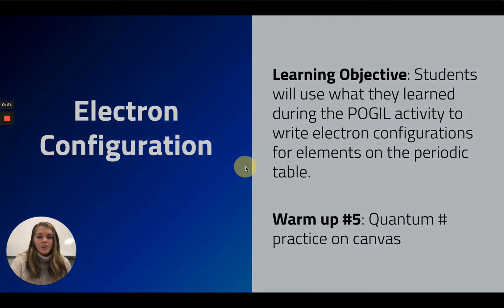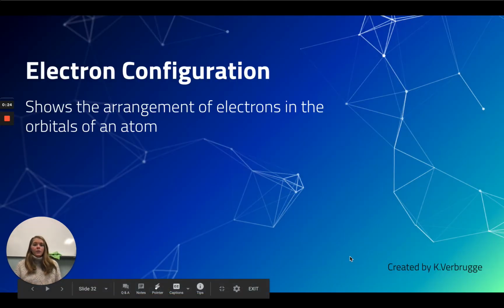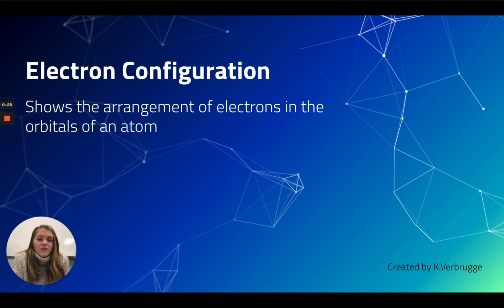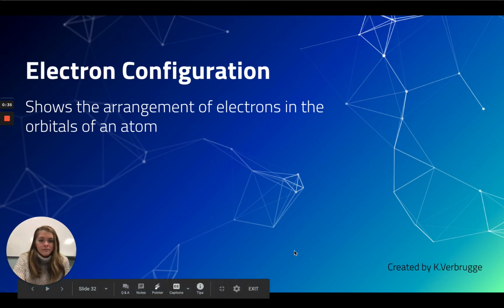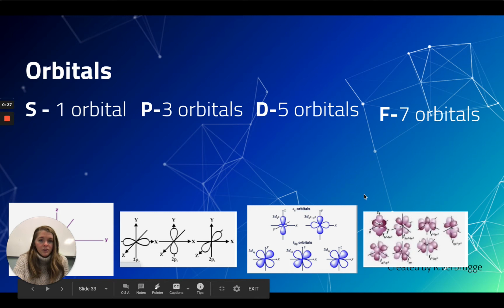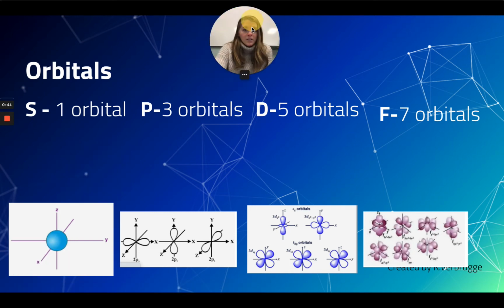So an electron configuration just shows the arrangement of electrons in the orbitals of an atom. So it's just a way of showing where electrons are located and what orbitals they are placed in. And there's 4 different main orbitals that we've talked about. And we talked about these briefly when we mentioned quantum numbers last week.